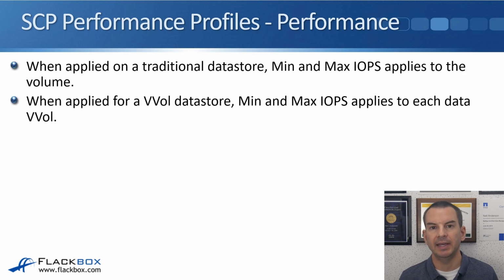When applied on a traditional data store, min and max IOPS applies at the volume level. So it's going to be applied to all the virtual machines that are in that particular volume. When applied for a vVol data store, min and max IOPS applies to each data vVol, which is basically the VMDK file, so the virtual disk for the virtual machine.